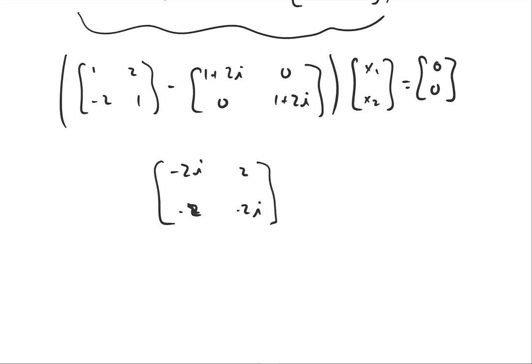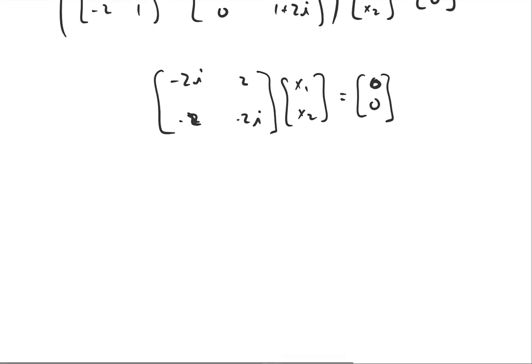x1, x2 is equal to the 0 vector. Okay. So now I want to solve this. Now, again, I know that this matrix is singular. So there's a couple ways to think about this. One way to think about it is, even though there appears to be two equations, I really only have one equation because the matrix is singular.